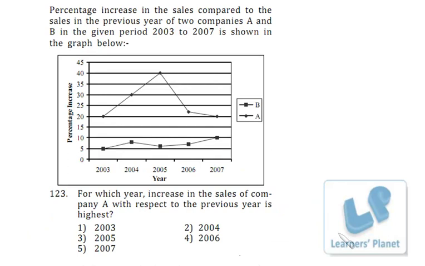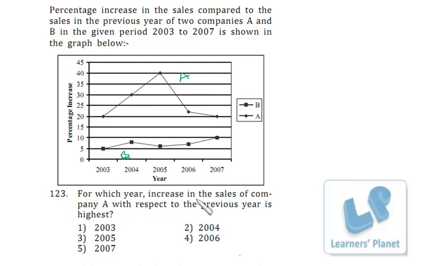Percentage increase in the sales compared to the sales in the previous year of two companies A and B in the given period 2003 to 2007 is shown in the graph below. Percentage increase over here on the y-axis and on x-axis years. So product A and product B. So this is product B and this is product A. A and B.